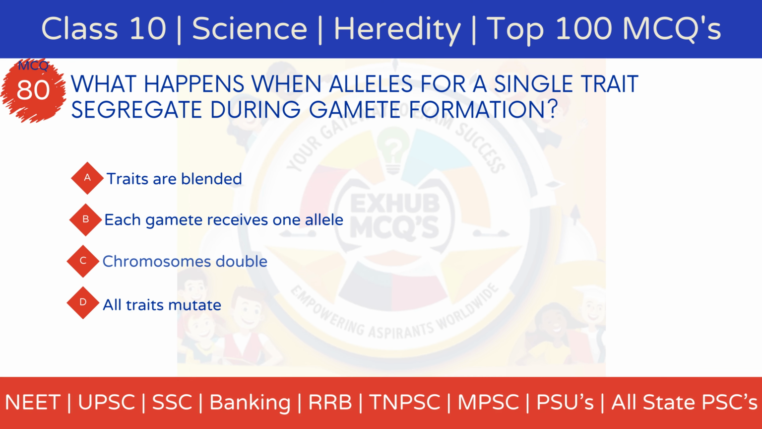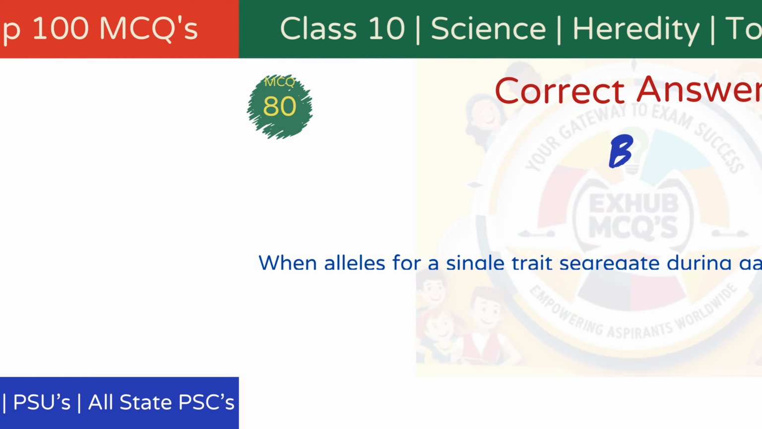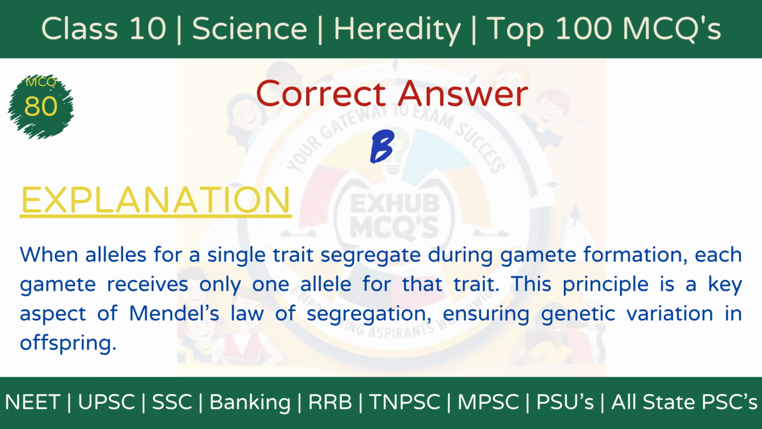MCQ 80. What happens when alleles for a single trait segregate during gamete formation? Option A, traits are blended. Option B, each gamete receives one allele. Option C, chromosomes double. Option D, all traits mutate. The correct answer is option B. Each gamete receives one allele.